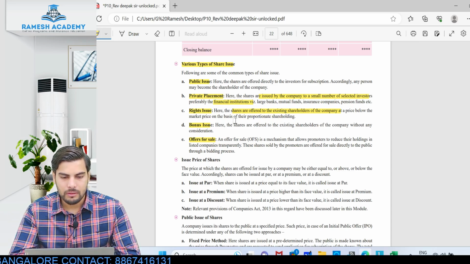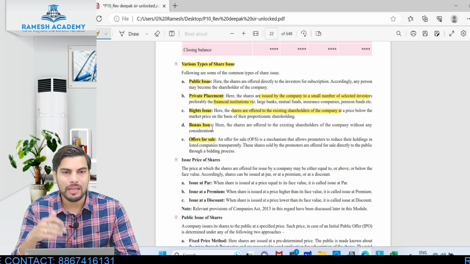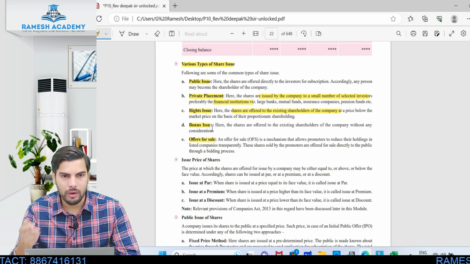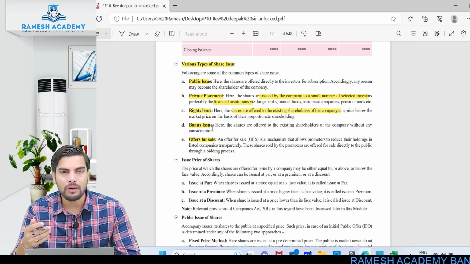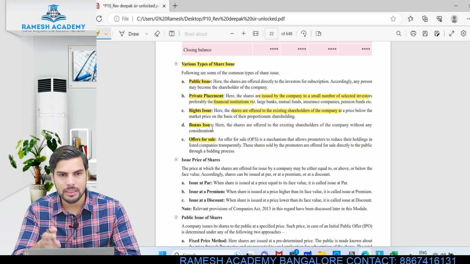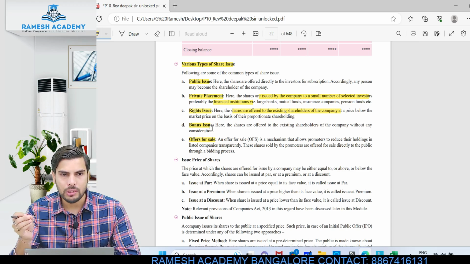Clear? Now what about a bonus issue? A bonus issue is nothing but additional shares which are issued to the existing shareholders free of cost. Whenever we say bonus, that is as good as some kind of additional benefit which is given. A few companies give dividends, and a few companies, along with dividends, also issue some bonus shares. So what are bonus shares? They are nothing but additional shares issued to the existing shareholders free of cost. Here they will not be paying any sort of consideration.